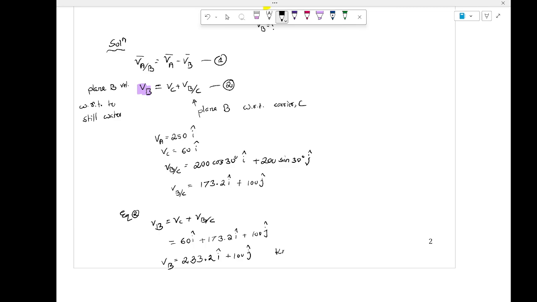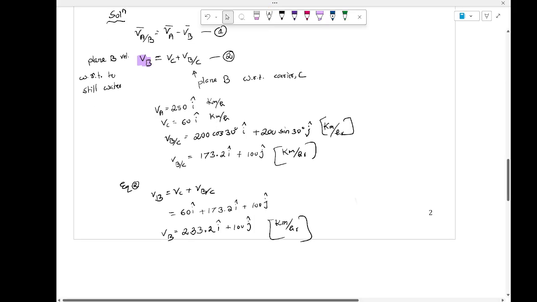And at this point you can start to put some units here, right? Actually, you should be putting units pretty much everywhere. You can also put the unit here, kilometer per hour. This is also kilometer per hour, right? Everything is kilometer per hour. So you should start putting some units as well.